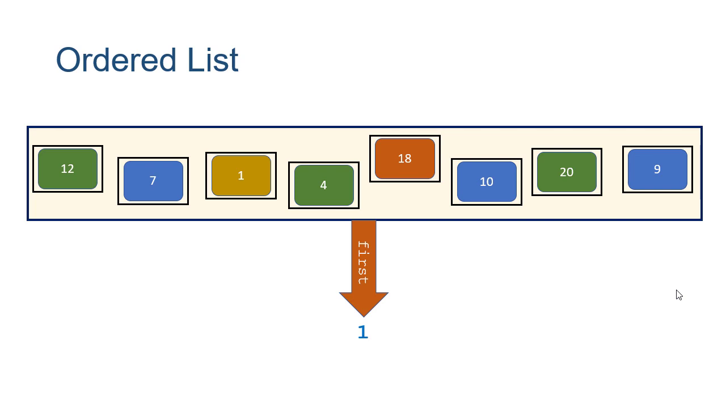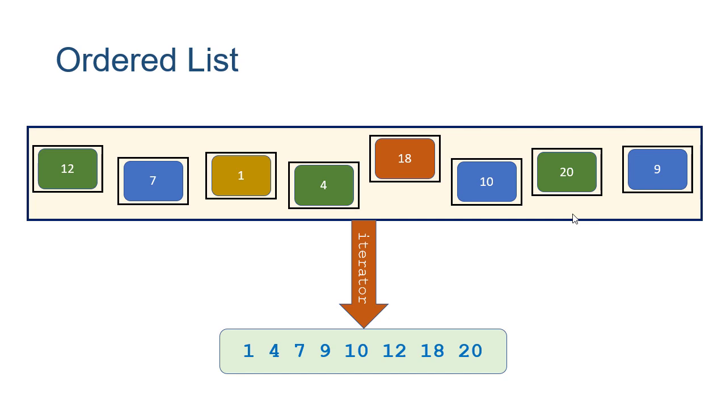It's just that when they call first, they want to get 1 out. When they call last, they want to get 20 out. If they add 30, they want that to be what gets returned when they call last. When they get an iterator, they expect all of the elements of the ordered list to be in that iterator in their correct order. But that underlying data structure doesn't really matter, except for efficiency.